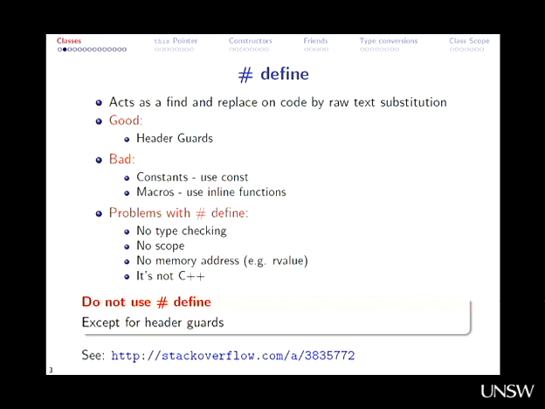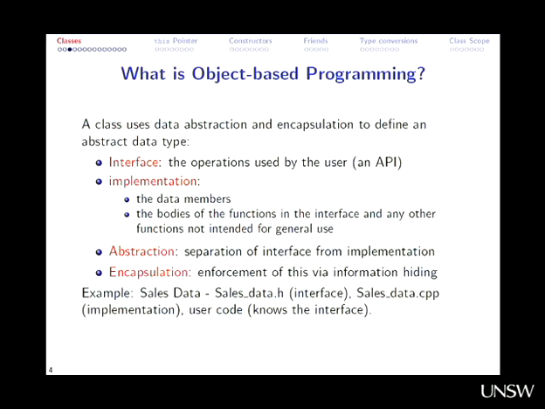Okay, so let's begin this week. We're looking at classes. We're looking at how we go and define classes. So we talk about object-based programming. Okay, so this, at this point, still isn't strictly object-oriented programming. This is object-based programming. Okay, and so a class, some sort of abstract data type that we build, uses what we call data abstraction and encapsulation to define this data type.